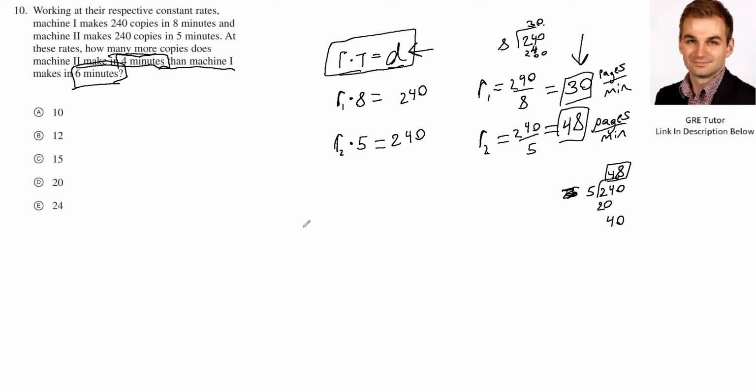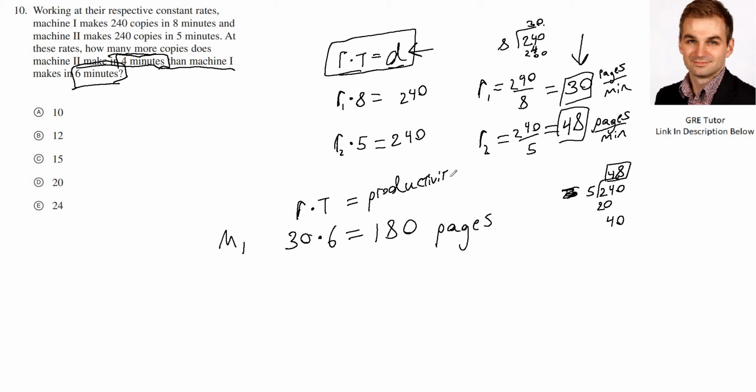For machine 1, you are going to be working for 6 minutes. You are going to make 30 pages per minute, which leads to a total of 30 times 6, which is 180 pages. Just so everyone knows, we did the rate multiplied by the new time equals the new productivity. Usually I say distance because I generally think of this as a distance problem, but it's just the total amount they're able to produce. Or production might be a better word.